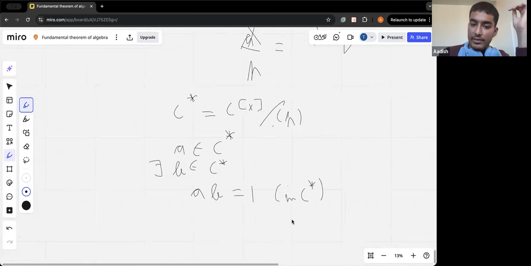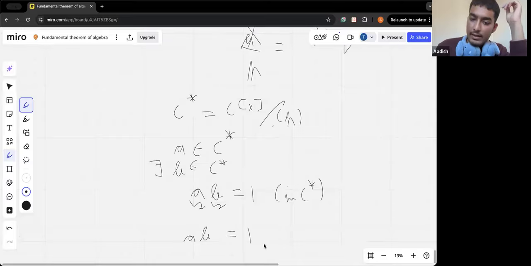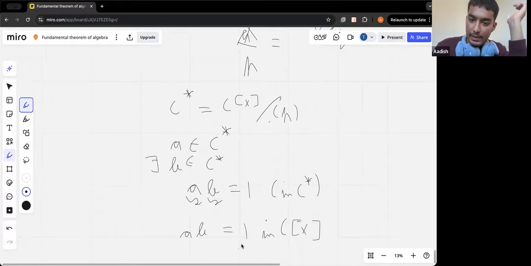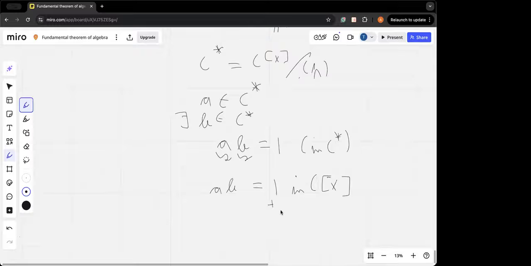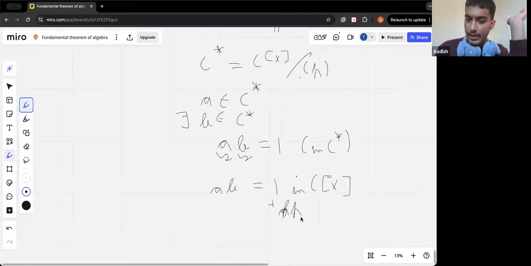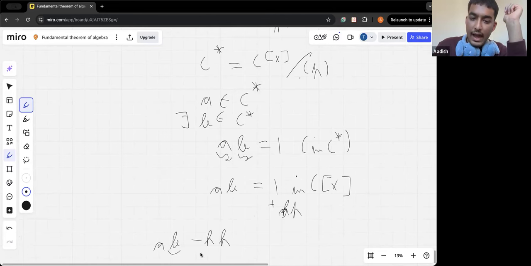Now, AB equal 1 in C star means, let's think of A and B as polynomials. That means AB and 1, in Cx, are not necessarily equal, but we know they differ by a multiple of P, say H times P. So in other words, we want to find B and H such that AB minus HP is 1.